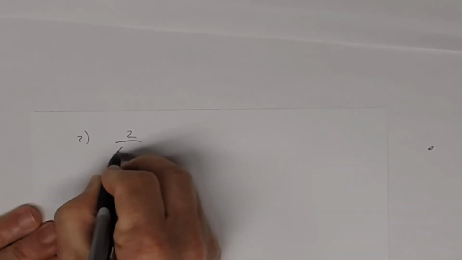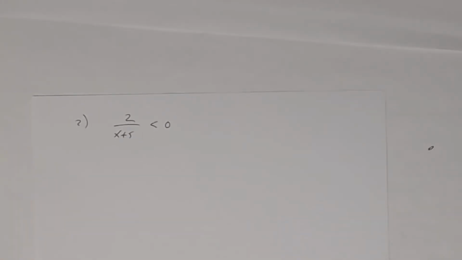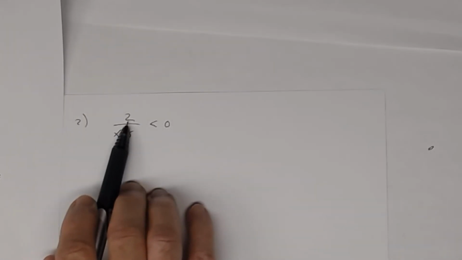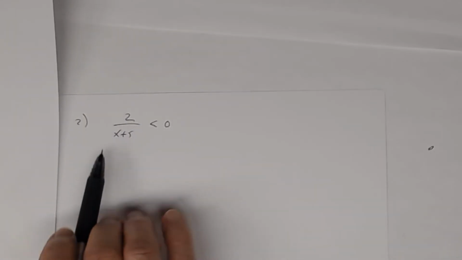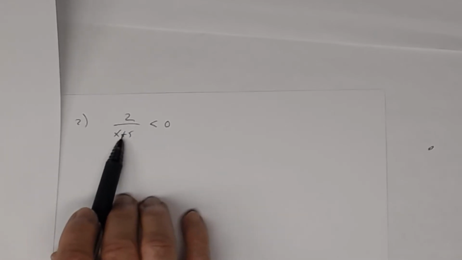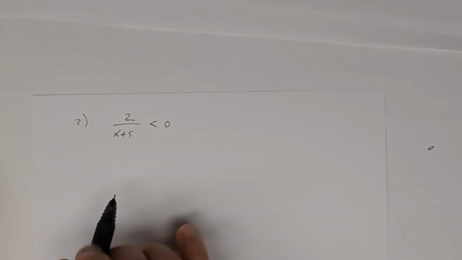Okay, let's look at the second one. In number 2, we have this example. We have 2 divided by x plus 5 is less than 0. So as before, we got to factor both numerator and denominator. You'll notice that the numerator is a constant, so there's no variable expression there. So I'm going to leave that as that constant. X plus 5, there's not much I can do with that. That's a linear factor, so I'm going to leave it as that.